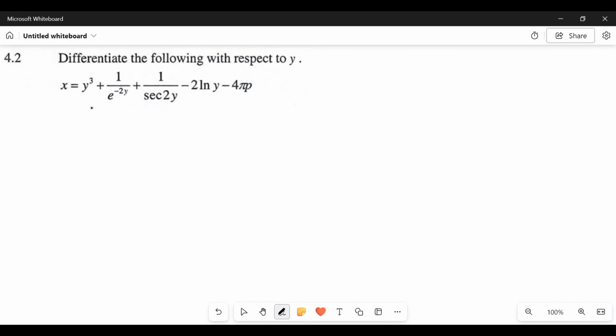Now, we are given this polynomial here. What you need to understand here, guys, this time around, they say with respect to y. Most of the time, we are used to differentiating with respect to x. They just swap things around.